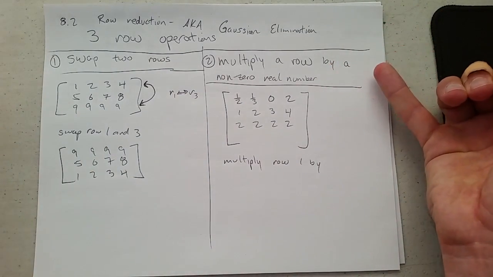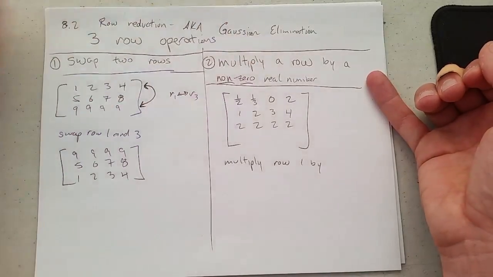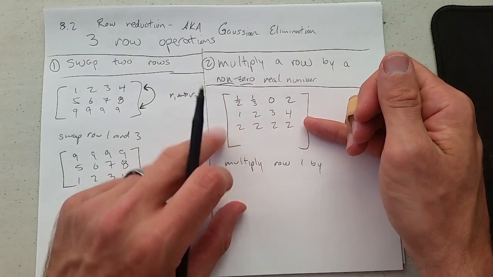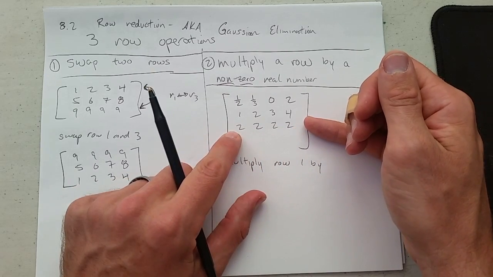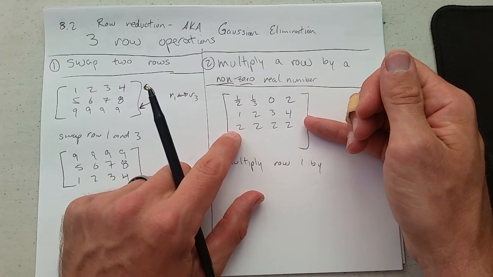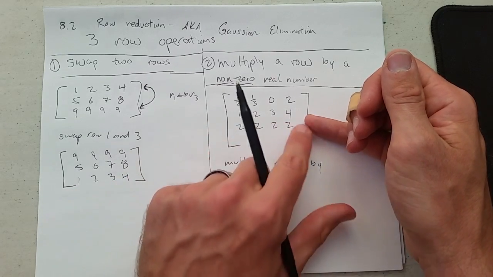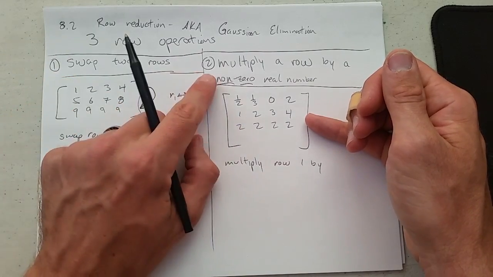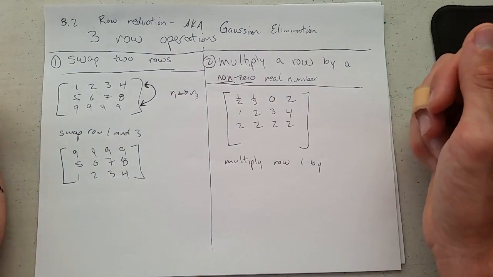The second operation, multiply a row by a non-zero real number. Why is non-zero important? What would happen if I multiplied this row by 0? I would get everything times 0 would be 0, 0, 0, 0. What does a 0 row tell us? It gives us no information. So if you multiply a row by 0, it's the same as erasing it or throwing that equation away. So it's not okay to multiply by 0. So we'll multiply by not 0.